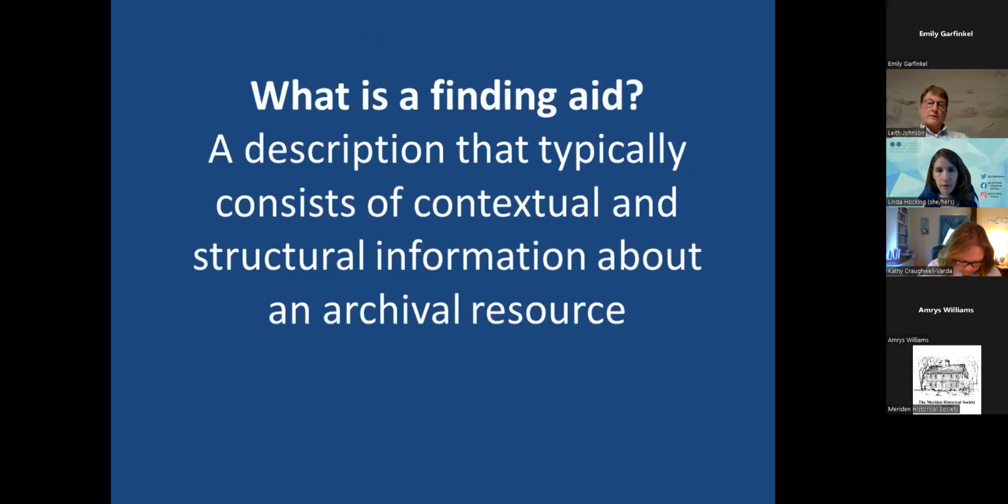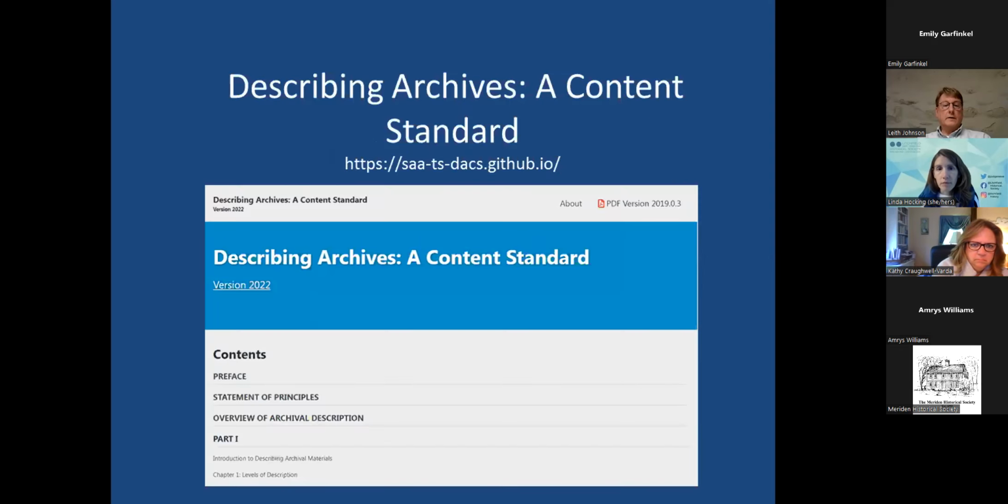So we talked about a finding aid. Linda's described that. It's defined as a description that typically consists of contextual and structural information about a resource. That's a highfalutin term. Basically, it's anything you have that describes what's in your collection. And as Linda said, it can be a Word document, be Past Perfect, ArchivesSpace, but a finding aid is just the tool you're going to provide to researchers to provide access.